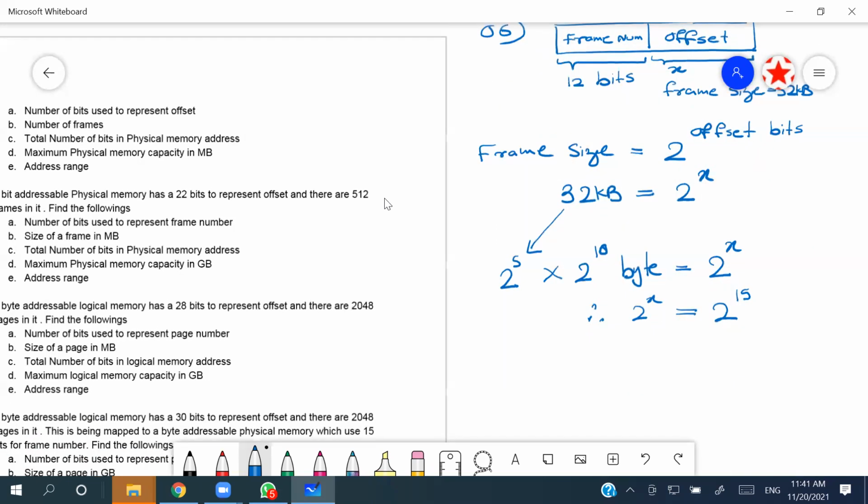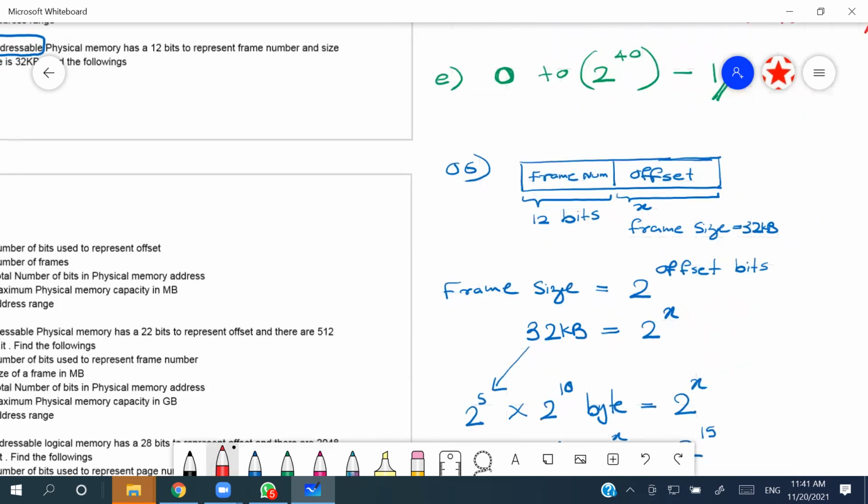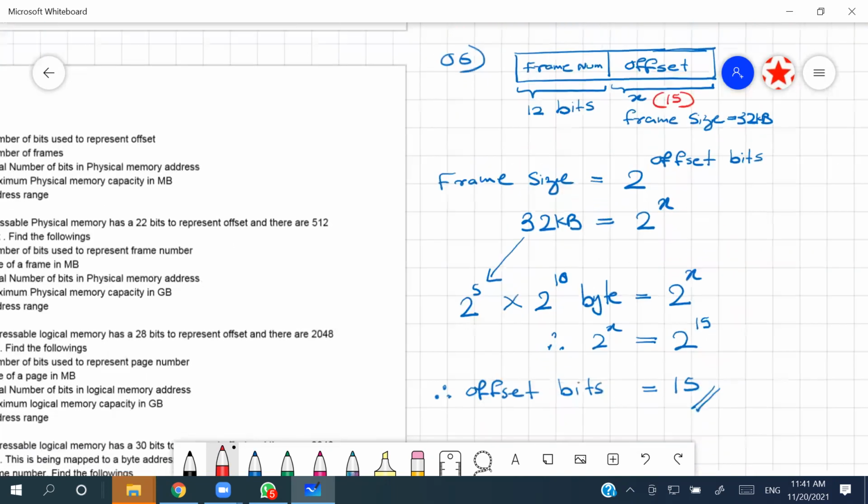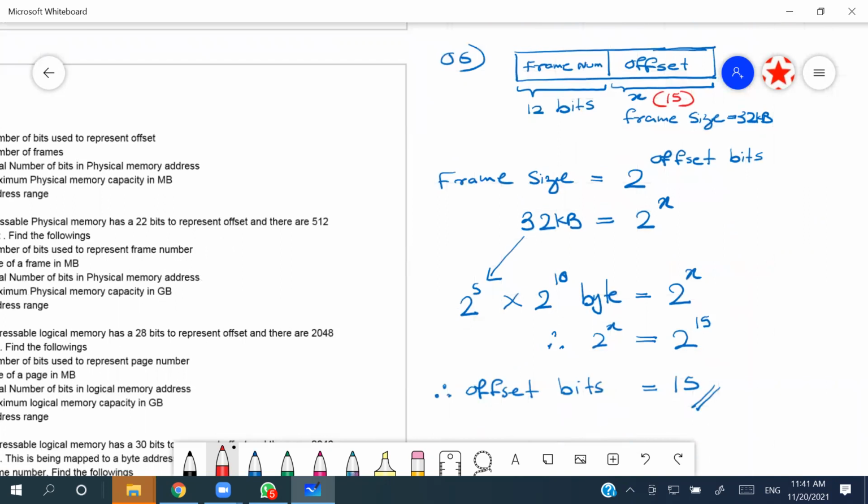Therefore, the offset bits are equal to 12. I'm sorry, equal to 15. So we get to know that X is 15. That's the first finding, and that is the answer for A.